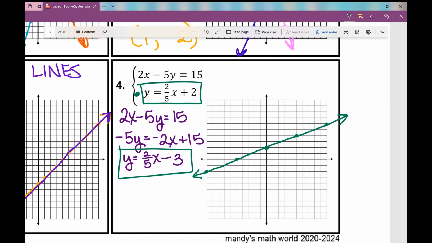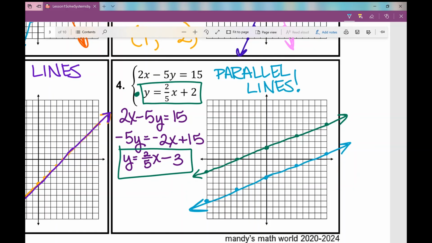Now let's graph the second equation. 2/5 x minus 3. Okay, that means my, did I do that right? I did. Okay, so negative 3 is my y-intercept, and I'm going to go up 2 over 5, up 2 over 5, and then I can go down 2 over 5, down 2 over 5. And what do you notice? These are parallel lines.